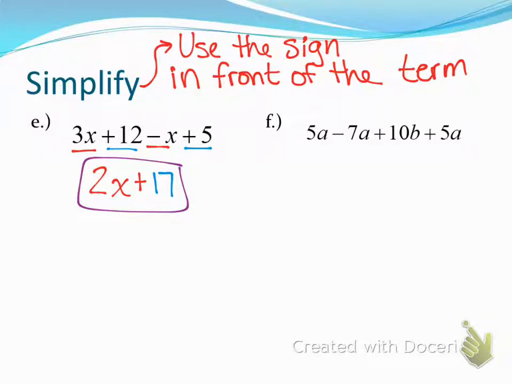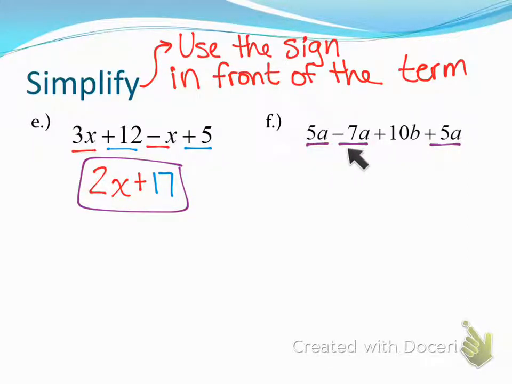Alright, on F, Jamarl, what can we combine? 5A, 7A, 5A. Very good. We have 5A minus 7A plus 5A. So keep the signs in front. What did you get when you combined all of those? I got, well, I'm minus the 5A and 7, so I got negative 2A. Okay. And then I added 5A, which got me 3A. Very good. That's perfect. 10B.